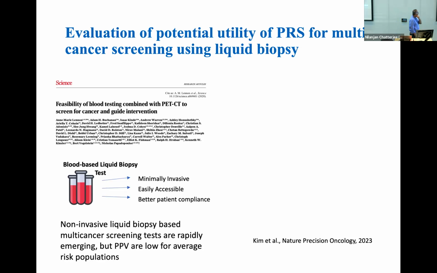There is a lot of excitement and sometimes hype about this technology, with a lot of different institutes investing a lot of money. But if you look at the performance of some of these tests, the positive predictive values are still low. That means if you have a positive test, what's the actual chance that you have cancer? That probability can still be low. And that has a lot of harm associated with it, because if you have a positive test, you do not know where you have cancer. You have to do MRI, CT, and that has cost, psychological harm, and you have to go through all those kinds of things.